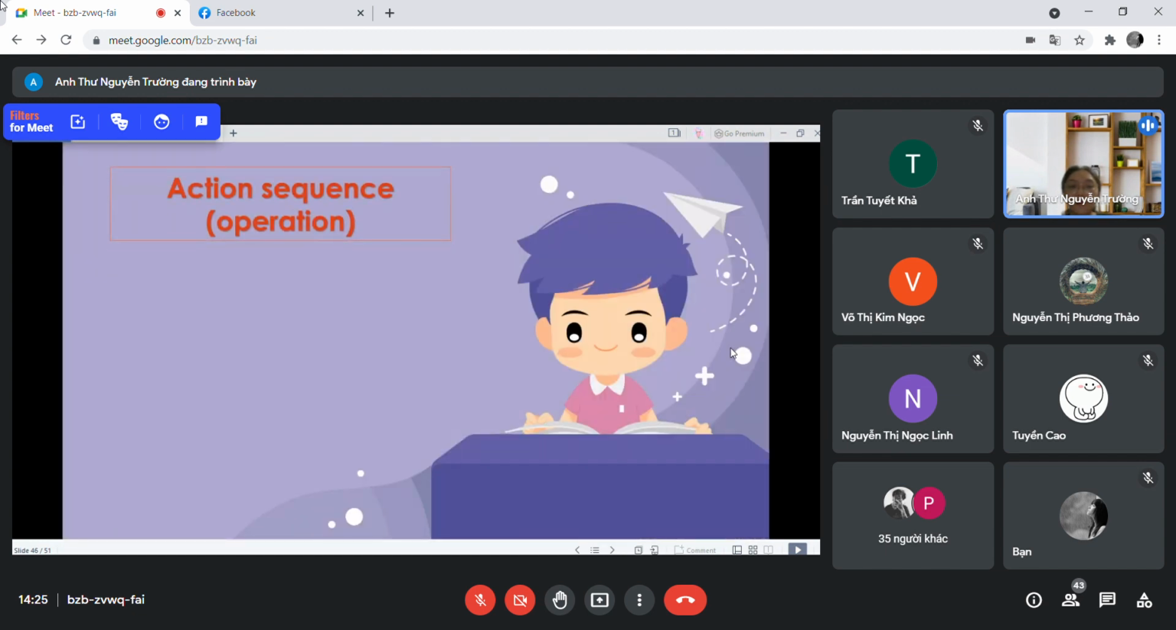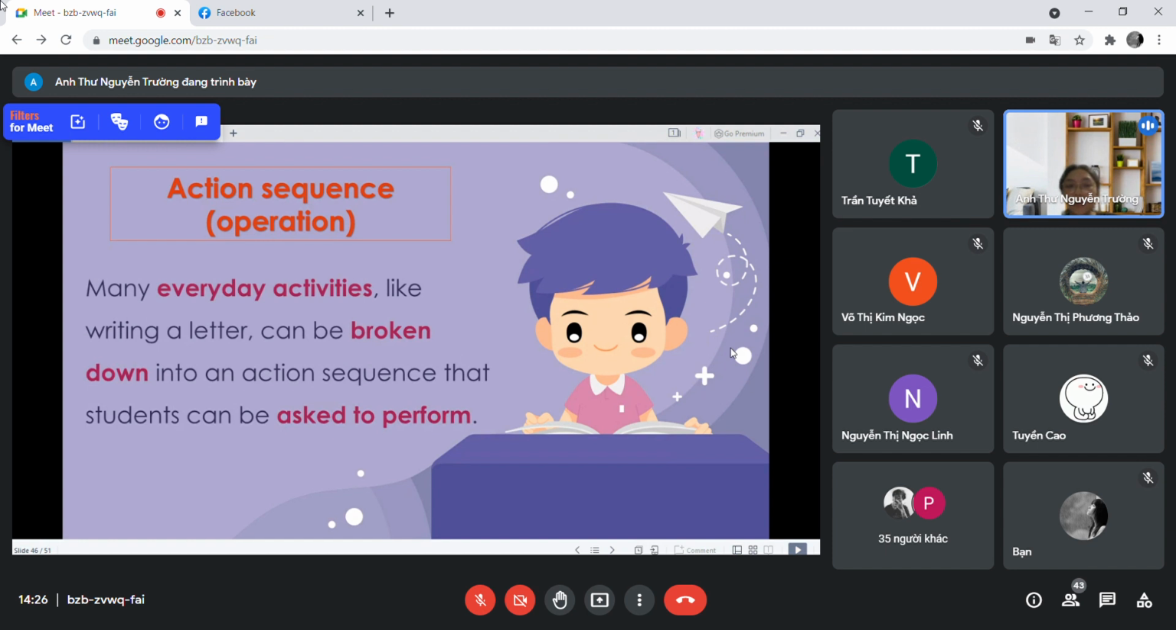And the last technique is action sequence, or you can call it operation. In our demonstration, the teacher gives connected commands like point to the chair, walk to the chair, and touch the chair. As the students learn more and more about the target language, a longer series of connected commands can be given, which together comprise a whole procedure. Many everyday activities can be broken down into an action sequence that students can be asked to perform.